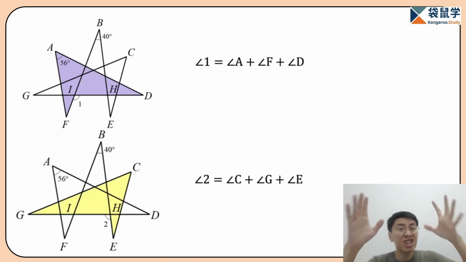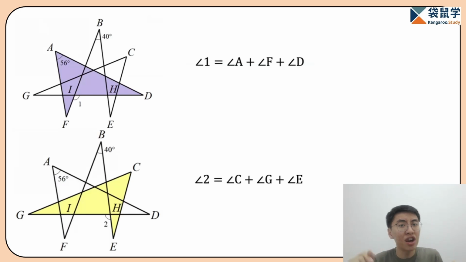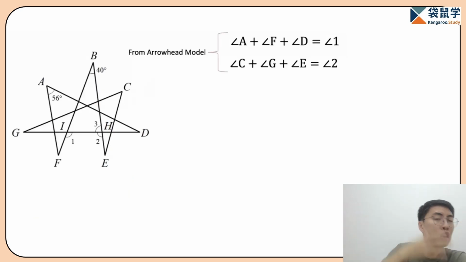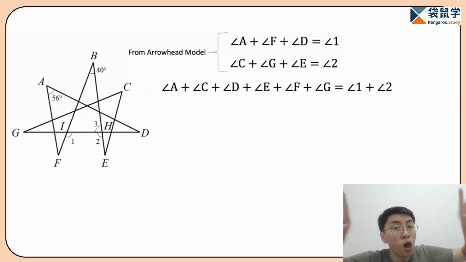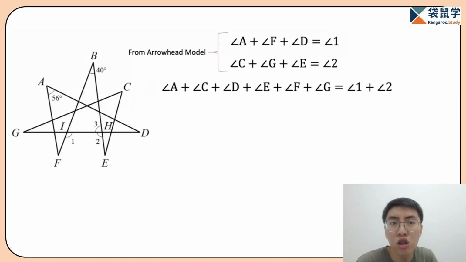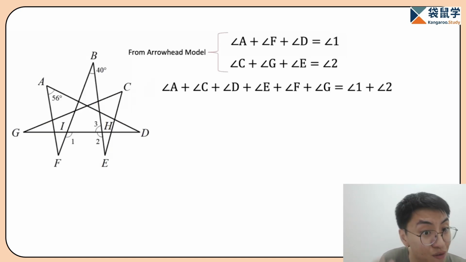Our question was to find 5 different angles. And here we seem to have a lot of them already. So here with that in mind, from our arrowhead model, we get these 2 things. And how do we use them? We realize if I add all 3 angles together, all 6 angles together, I get just angle 1 and angle 2. But how do I proceed from here?